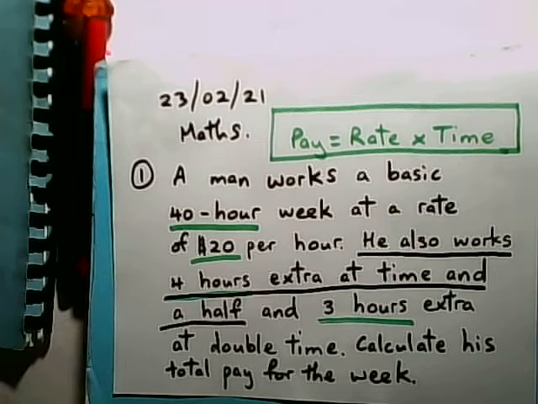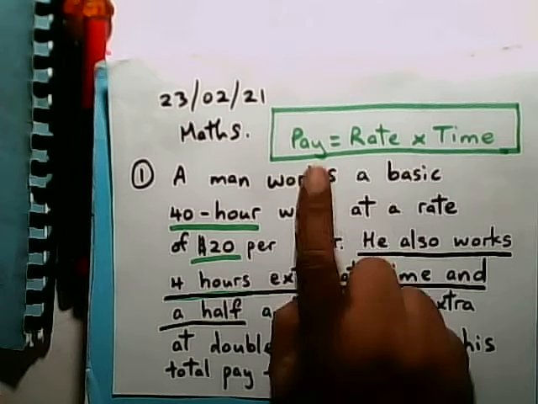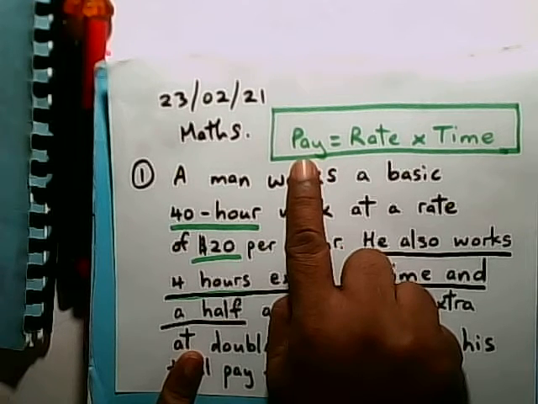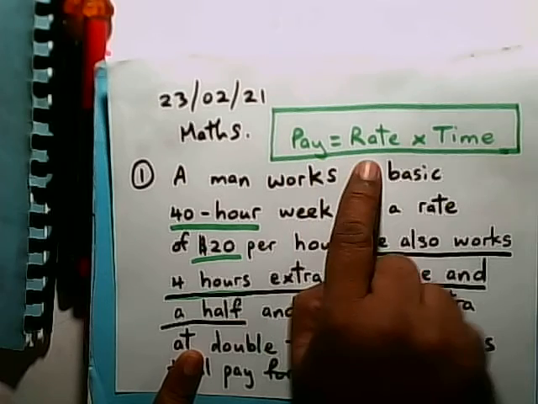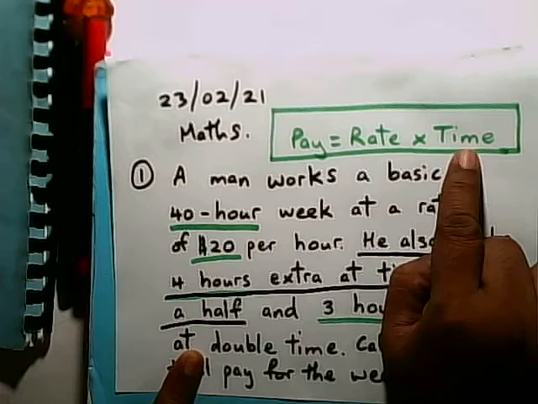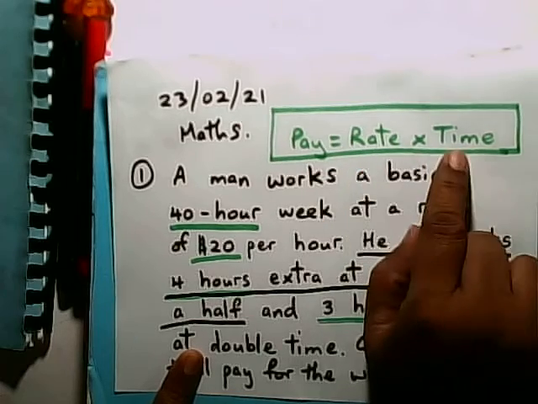Okay, so today I'm going to just go through with you what was taught in class. We are doing pay, also known as wages or salaries. We just have to learn this one formula. To calculate your pay is equal to your rate of pay multiplied by the time or the hours that you work. So pay is rate by time.